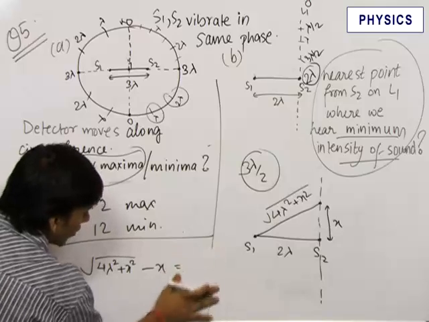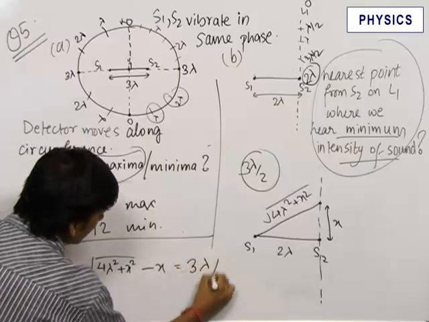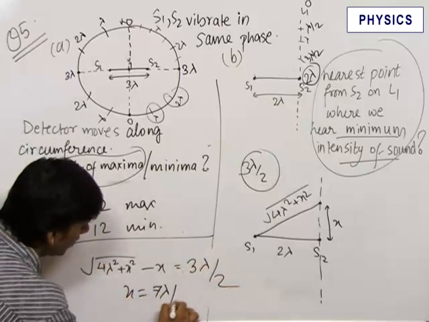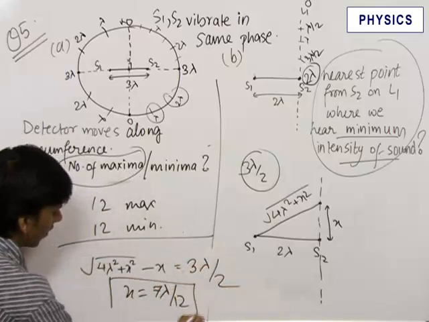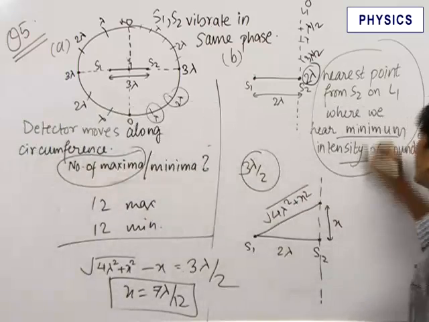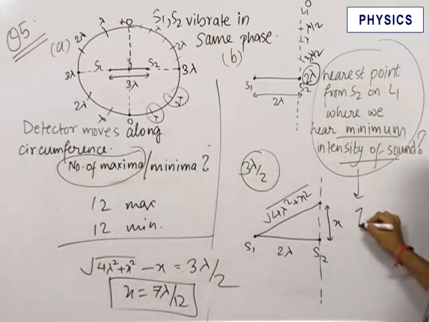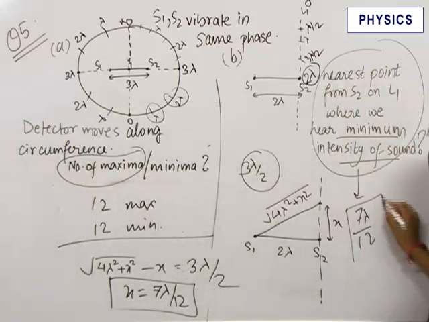This path difference will be equal to 3 lambda by 2. On solving this equation, we get x equal to 7 lambda upon 12. So the final answer for the nearest point from S2 on L1 where we hear minimum intensity of sound comes out to be 7 lambda upon 12, and this is our final answer.